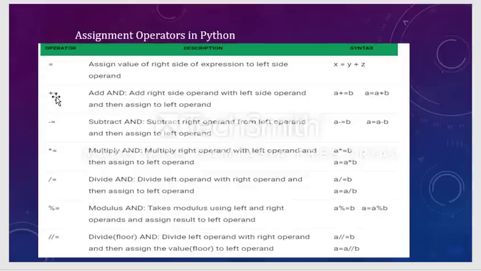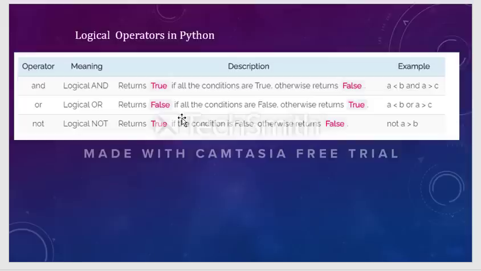When we write plus is equal to in between A and B, so A plus is equal to B, internally it means A is equal to A plus B. Similarly, A minus is equal to B means A is equal to A minus B. All these are similar operations. This is the same type of concept, and nothing new in this. These are operators we have learned in other languages, so I'm skipping this part. After assignment operators, we go with the logical operators.